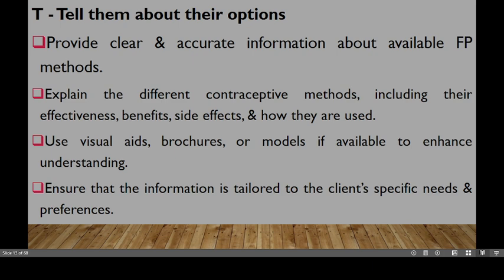All right? Okay. Then from there you can proceed to T, which is telling them about the options that you have. You're providing clear and accurate information about family planning methods, explaining the different contraceptive methods, including their effectiveness, benefits, side effects, and how they can be used. Remember, you can use visual aids, brochures, or models if they are available just to enhance understanding. Then ensure that the information is tailored to the client's needs and preferences.